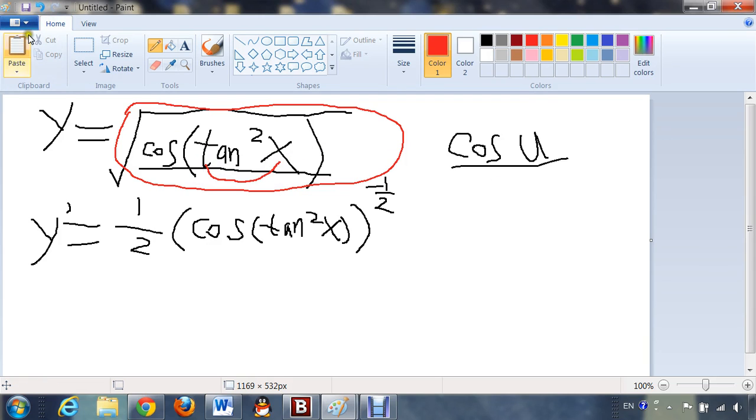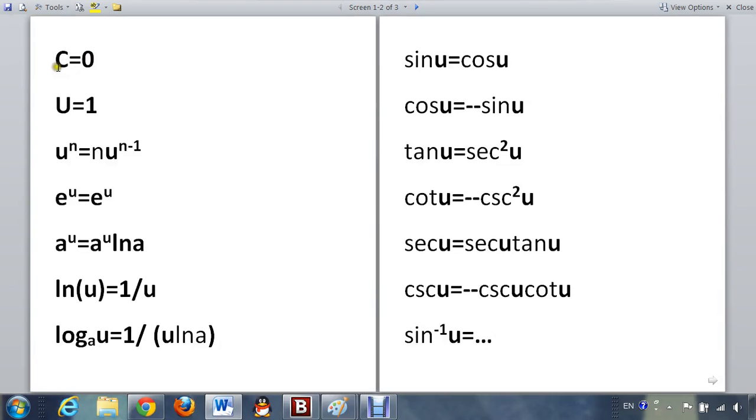And so we look at tangent square x next. Tangent square x. We'll look at the sheet again to match all the rules here to find if there are any rules for tangent square x. And we find there's nothing. There's tangent u, right? But there's no tangent square u.